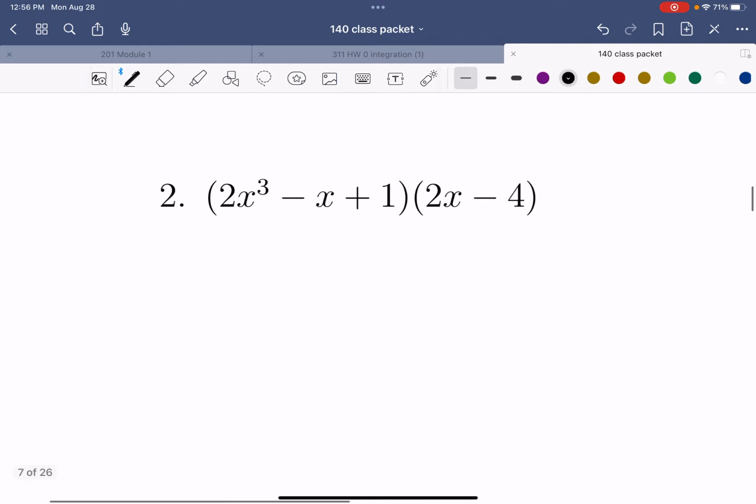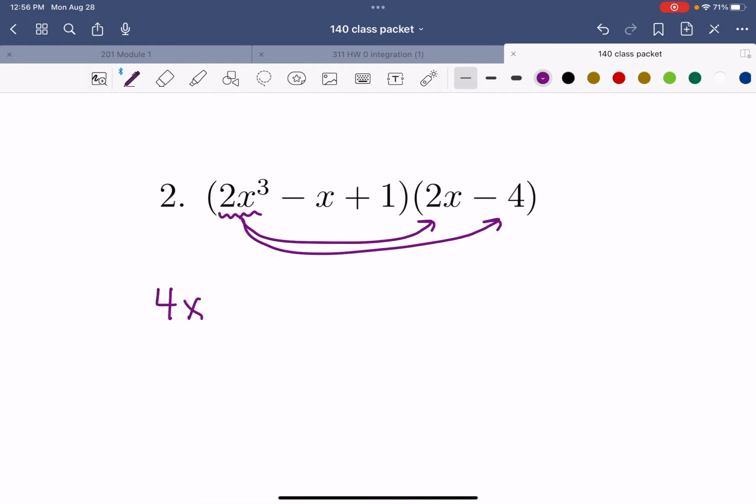Number 2, this one is multiplication. So I'm going to take each term in the first parentheses and multiply it by each term in the second. So I'm going to take the 2x cubed and multiply it by the 2x and the negative 4. That's going to give me 4x to the fourth and minus 8x cubed.